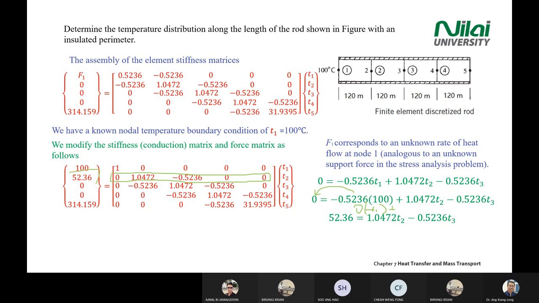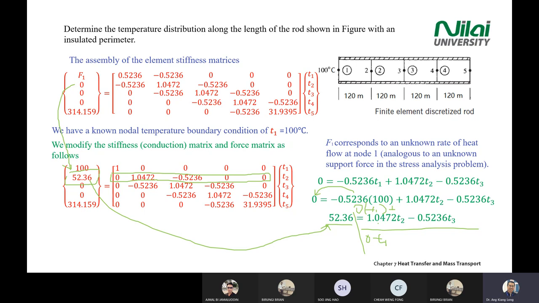That's why this one from 0 becomes 0.52, why 52.36? Because this one is on the left-hand side of the matrix. Then why is this one 0? Because there's no T1 in this equation. There's no T1 in this third equation you see on the screen here. So 0 times T1 is 0.